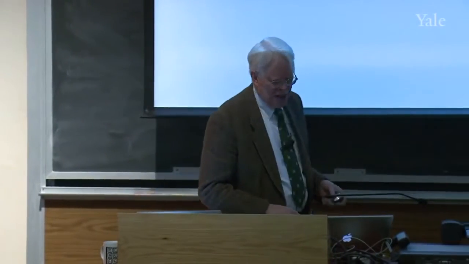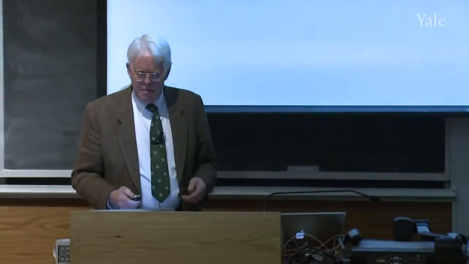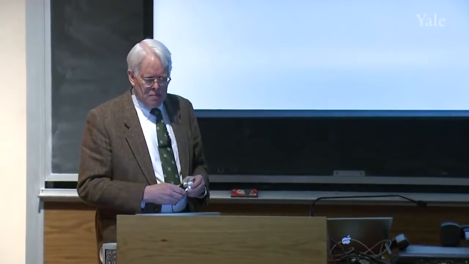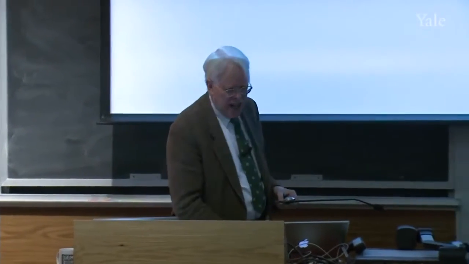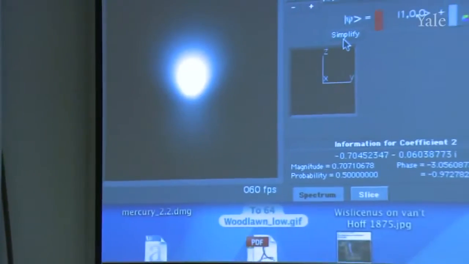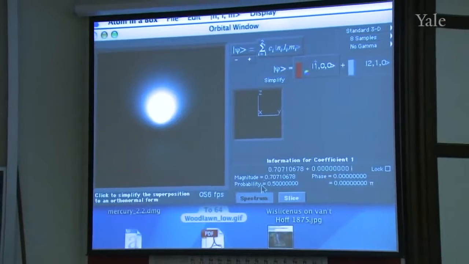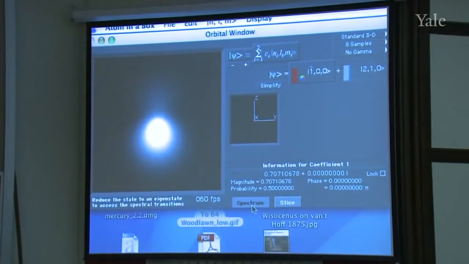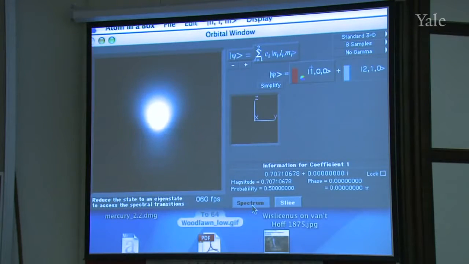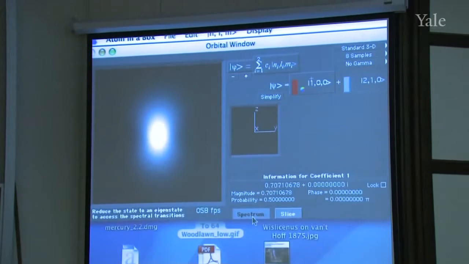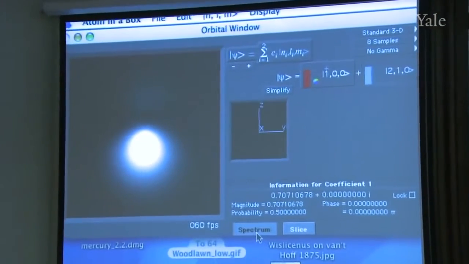Now, atom in a box, which we used last semester and is shown over on this screen, can be used to show a number of things. It can show spectral transitions for the H atom. If you click spectrum here, you get, where is it now? I think it's off the screen. I enlarged things here. But anyhow, it gives you what the spectral transitions are, what energies are involved in going from one.